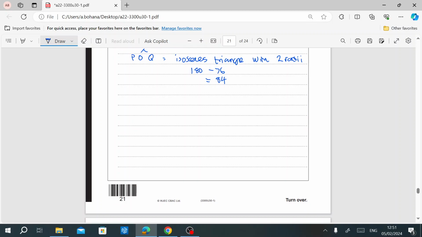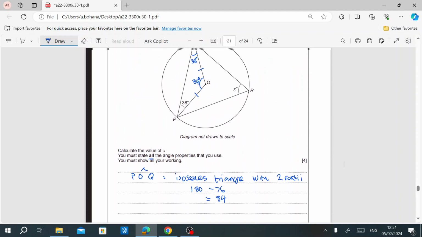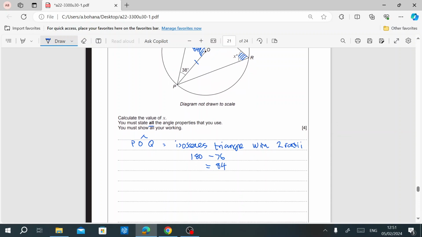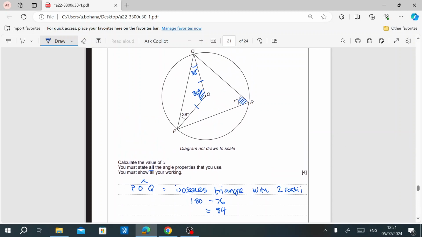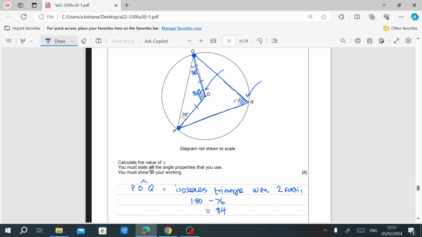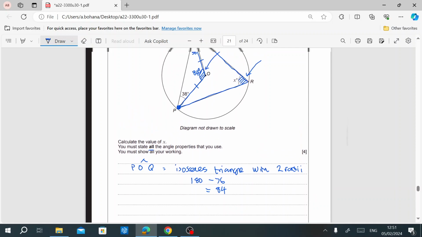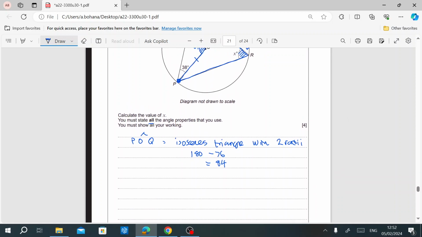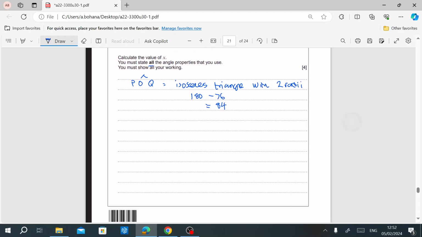So what I need to do now is work out what this angle here is going to be. So to do that angle there, the theorem is that the angle at the center is double the angle at the circumference, because they've been drawn from the same points there. So this angle here, 84, is double the angle at the circumference. So x is half of 84.